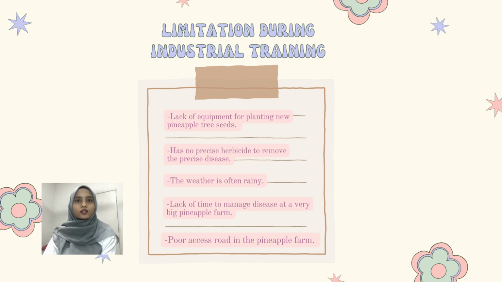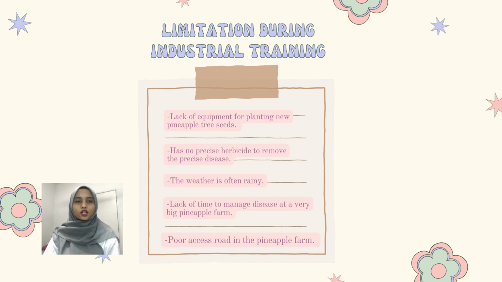During industrial training, the weather is often rainy. Bad weather is one of the limitations that students had in the pineapple farm. Rain cannot be controlled by students, but students still can predict when the rain will fall. Even though students can predict when the rain will fall, they still cannot predict when the rain will stop and continue again. After the rain stops, students thought that it will stop until tomorrow. Then they apply the herbicide to the pineapple tree. Suddenly, the rain falls again and the herbicide performance is reduced.